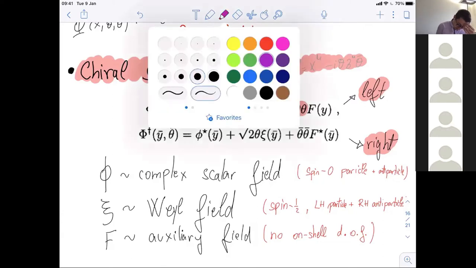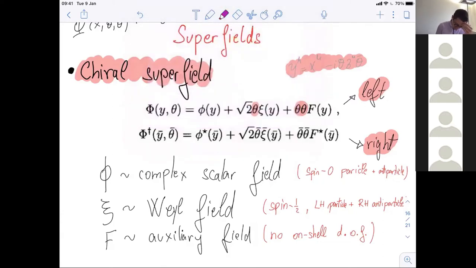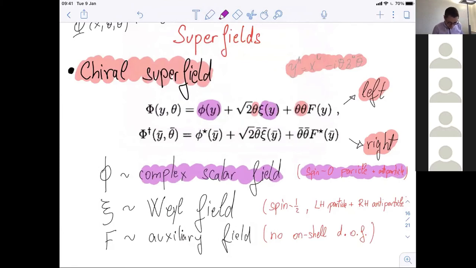Now, what are the coefficients of these terms? So this thing here, phi, is a complex scalar field. So it's a spin zero particle and antiparticle. This guy here is a fermion. Why? Because theta is a fermion and you need to have a Lorentz scalar. So this psi is a fermion.